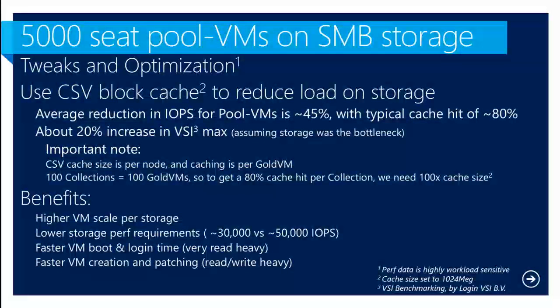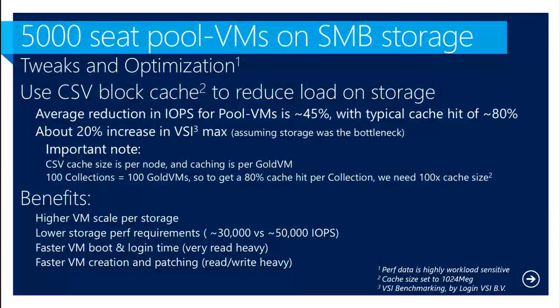SMB scale-out uses CSV. CSV has a new thing in 2012 called block caching, CSV block caching. And the CSV block cache basically caches the gold VM in memory, in effect. It's a per collection feature. It's a per handle feature. And it reduces the IOPS on the deployment by about 45%. So earlier, we were talking about the load generated by the 5,000 VMs. That ends up being 50,000 IOPS. But with CSV caching, you can reduce the load to 30,000 IOPS.